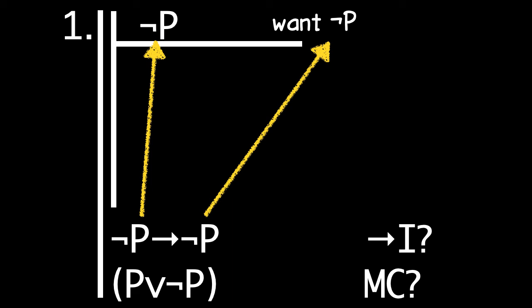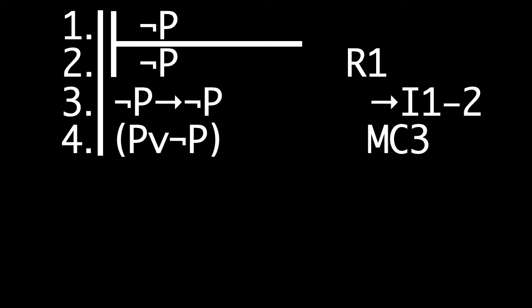So we've started a subproof on line 1, we have not P, and in that subproof we want not P. It's easy enough. We can just reiterate line 1. And then we can finish with our plan. The subproof is complete after line 2, so we can apply conditional introduction to get not P, arrow not P. And that conditional introduction rule is applied to lines 1 through 2.